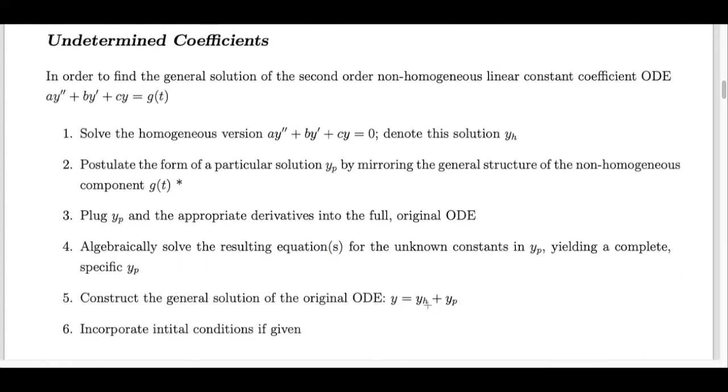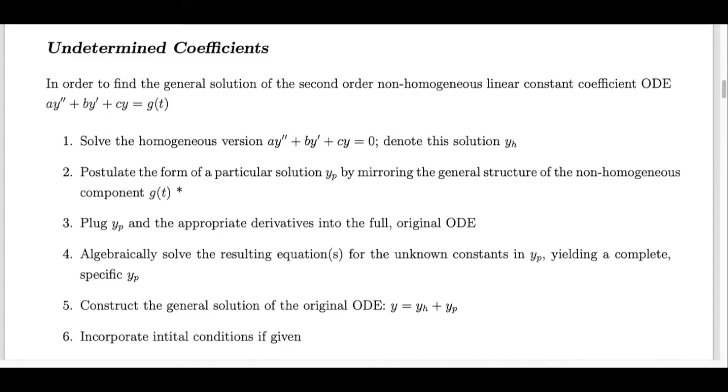Step 5, I'm simply going to take the two components that I've created so far, y sub h from step 1 and y sub p that I just constructed in step 4, and add those together. That sum creates the general solution of my original differential equation. And then the last thing I do, if I have initial conditions, is incorporate those initial conditions.